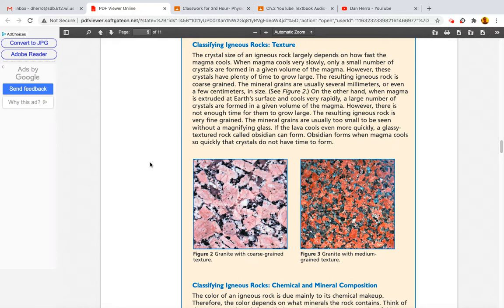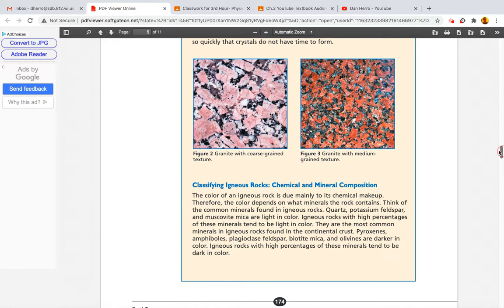If the lava cools even more quickly, a glassy textured rock called obsidian can form. Obsidian forms when magma cools so quickly that crystals do not have time to form. And there's Figure 2, granite with coarse grain texture. Figure 3, granite with medium grain texture.